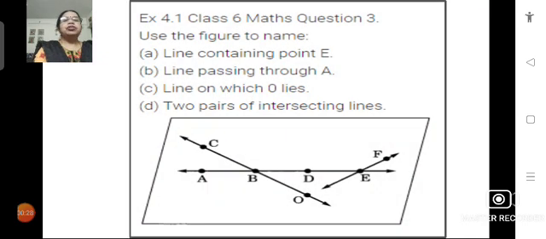This is question number 3 of exercise 4.1. Here we have a figure, a diagram. So what is the question? Use the figure to name: A, the line containing point E; B, the line passing through A; C, the line on which O lies; and D, two pairs of intersecting lines.